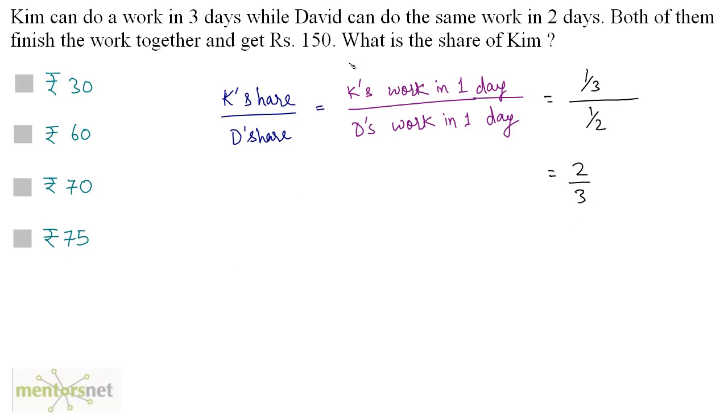Now we need to find out what share of 150 rupees Kim gets. So Kim gets 2 parts out of 2 plus 3 is 5. So 2 by 5 parts of this 150 rupees, so times 150. 5 times 30 is 150 and 30 times 2 is 60. So Kim gets 60 rupees out of these 150 rupees.